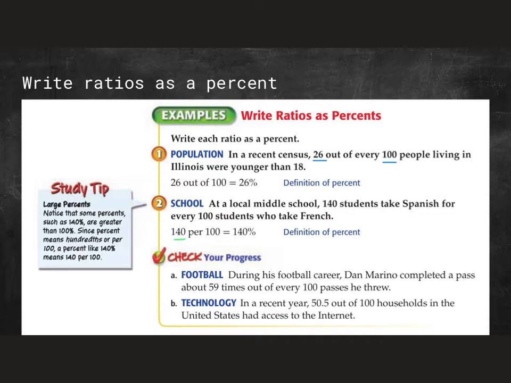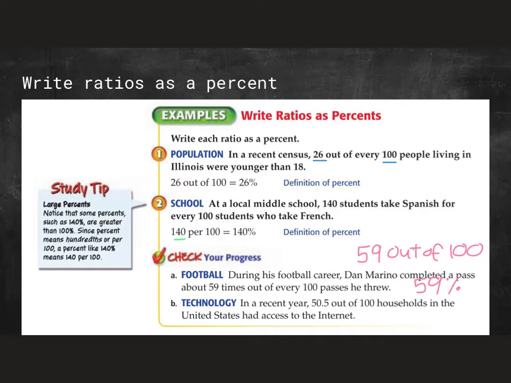Okay, so looking at the football example, during his football career, Dan Marino completed a pass about 59 times out of every 100 passes he threw. So that ratio would be 59 out of 100, which by the definition of a percent is 59%. 59 out of 100 passes, 59%.